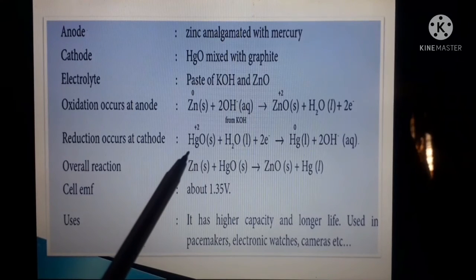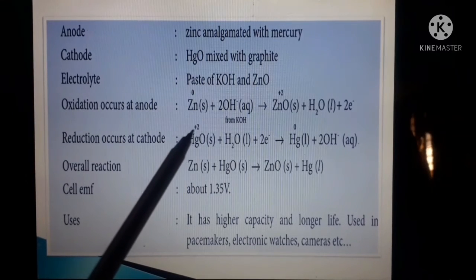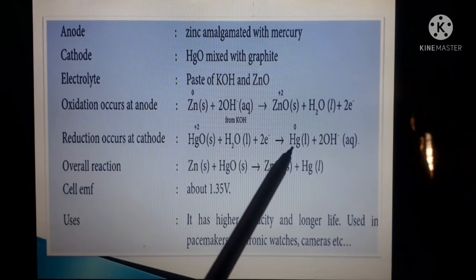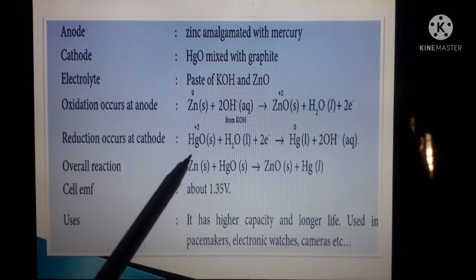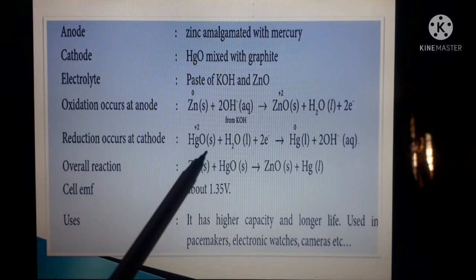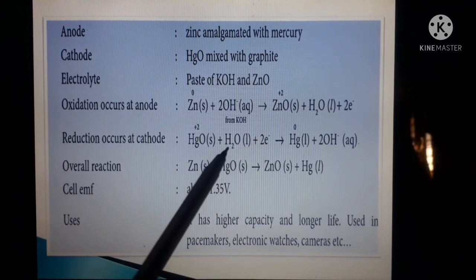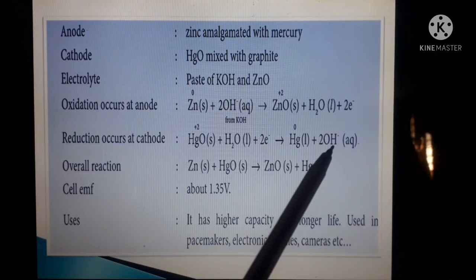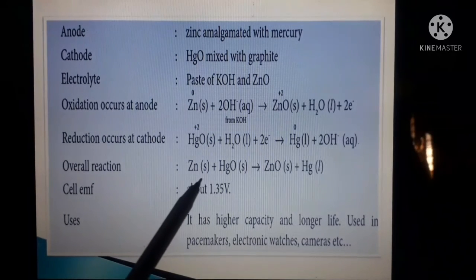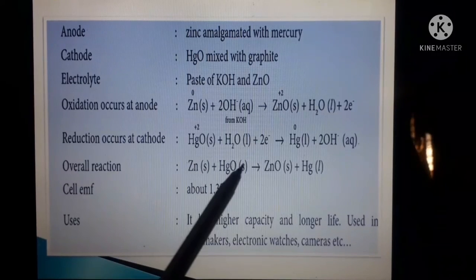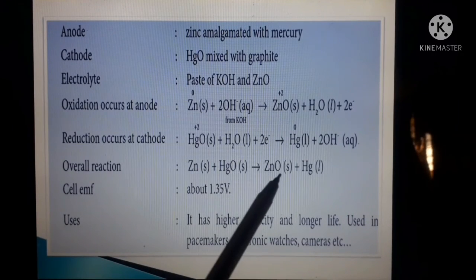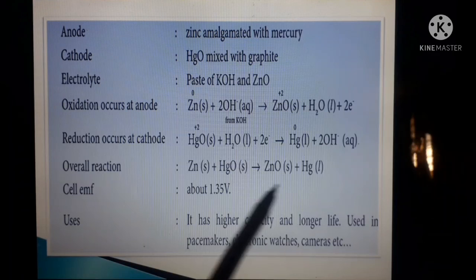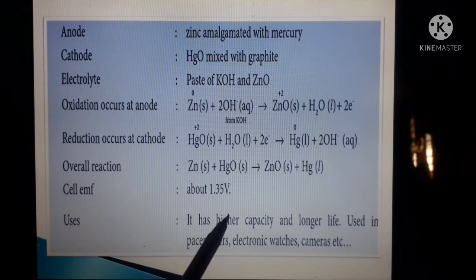The cathode is mercury oxide, plus 2 state. Its oxidation state is plus 2. Plus 2 changes to 0 because the 2 electrons are absorbed from the anode. Understand? And water is there. The mercury changes to Hg metal and then 2 hydroxide ions are evolved. The overall reaction: zinc and HgO, zinc and mercury oxide, changes to zinc oxide and mercury.